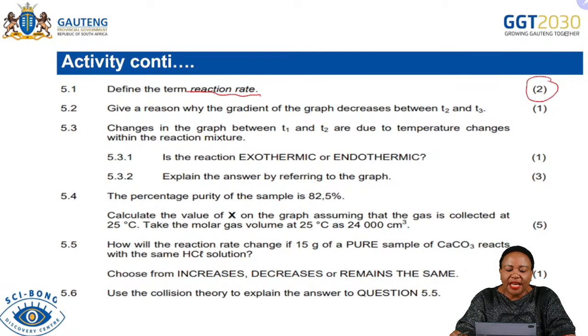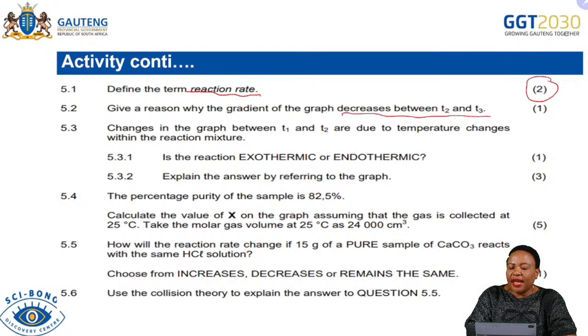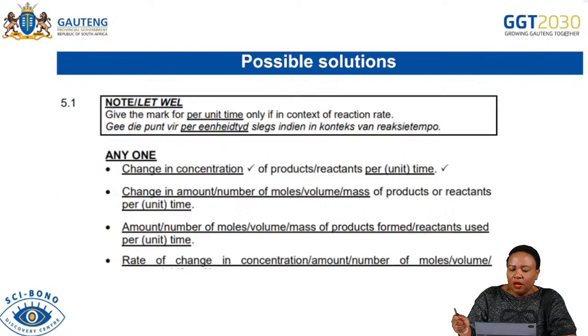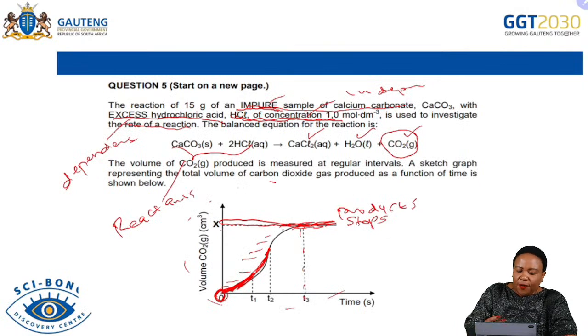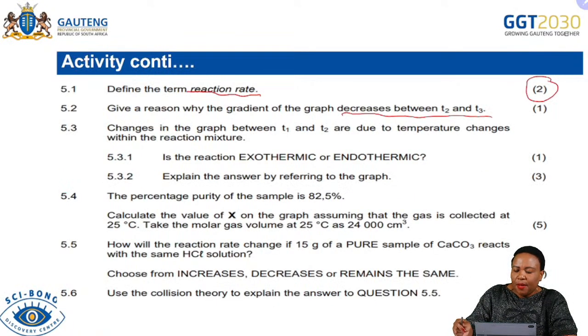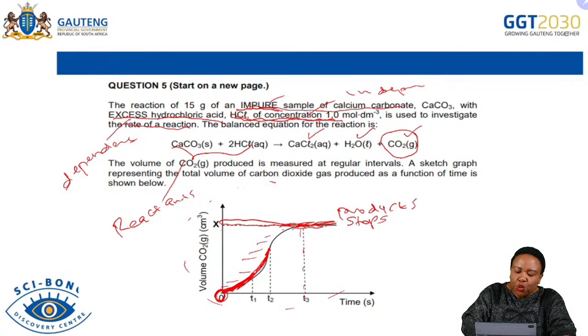Then number 2 says, give a reason why the gradient of the graph decreased between time T1 and T3. Okay, let me just go back to my graph. If you look at time T1 and T3, according to, is it T2? Let me just say, between time T2 and T3, the graph starts to decrease.